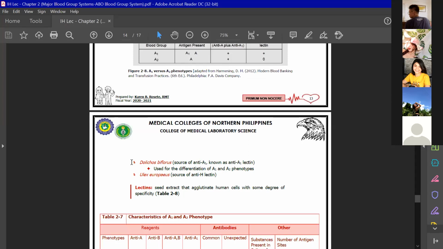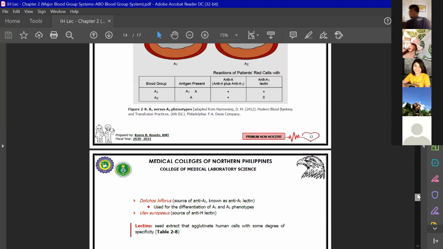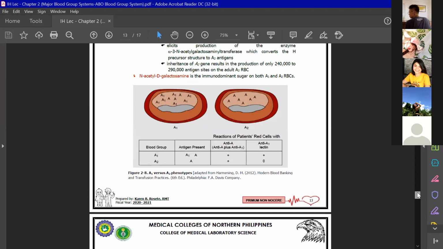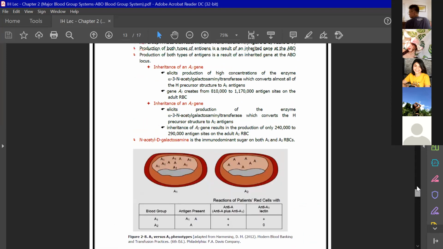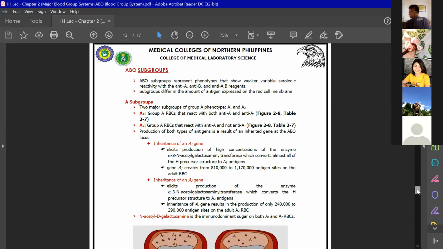When we say lectin, these are seed extracts. Like your anti-H lectin, this is a seed extract from Ulex europaeus. We also have Bandeiraea simplicifolia, this is for your anti-B lectin. Remember those lectins and their sources. They are also in the review. Okay, where were we?